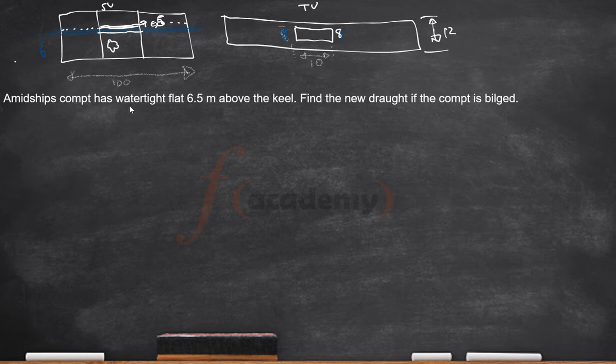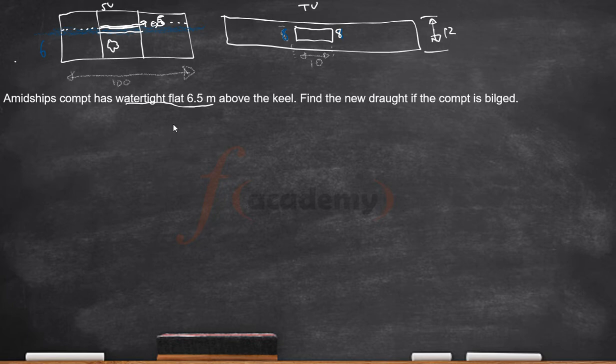Okay, so the question is, are we going to sink till we reach our watertight flat, which is 6.5 meters above the keel? So are we going to read a new draft of 6.5 meters above the keel?